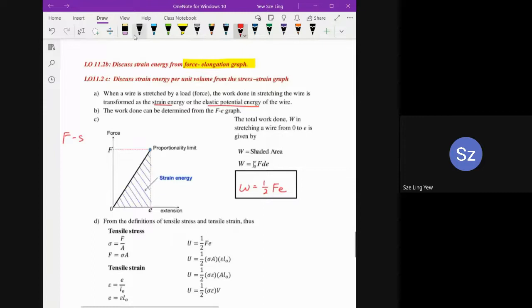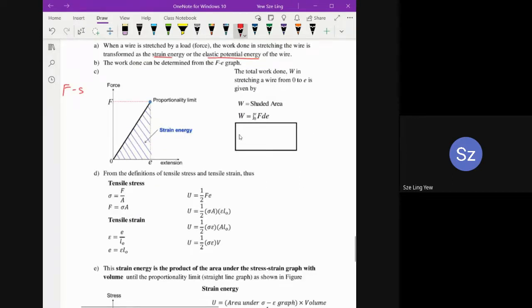Oh yeah, one more thing here. You have another symbol, not W. Most of the time we use U. We are supposed to use U when it comes to energy. So work done is equal to energy because work done is transformed into elastic potential energy. Work done and elastic potential energy in the object have the same magnitude. So W equals to U, which equals 1 over 2 Fe. It is the area under the graph, the shaded area in the diagram.